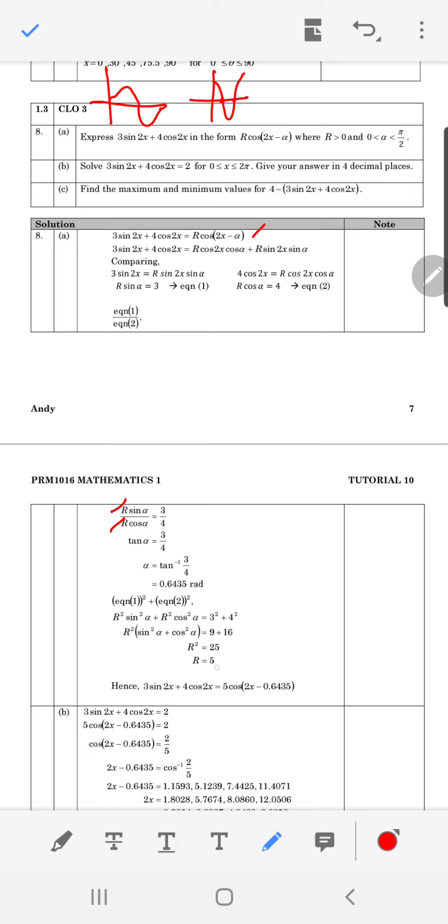So some students asking, can we use degree or not? The answer is no, because the question gave you in terms of radian, right? And then equation 1 square plus equation 2 square, right? The motive is to eliminate the alpha, leave your r capital. So that is how you get this equation.